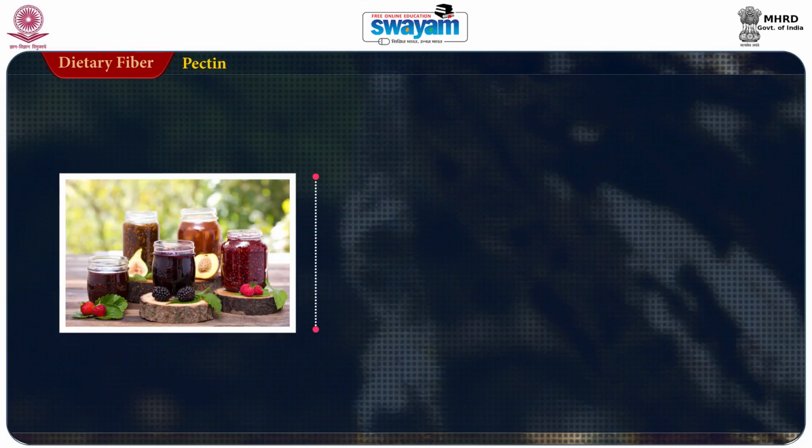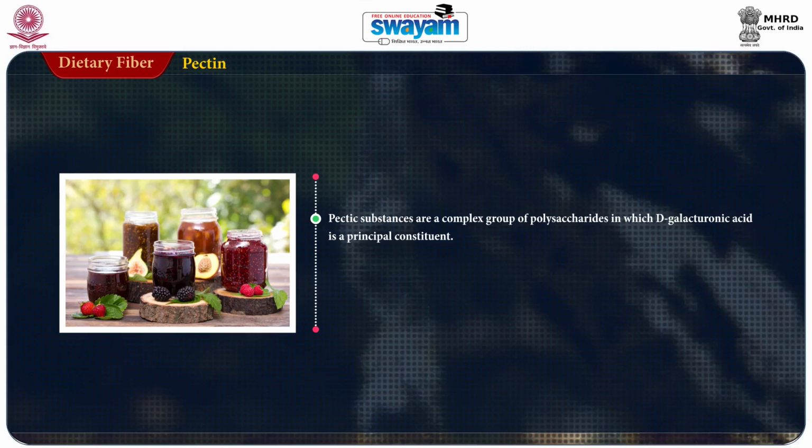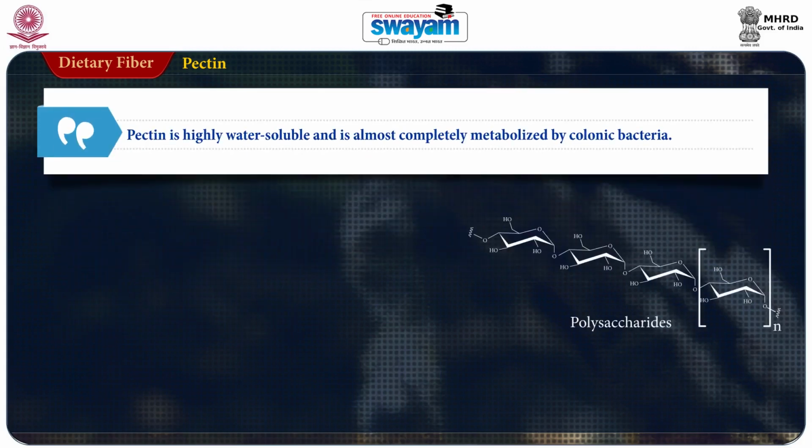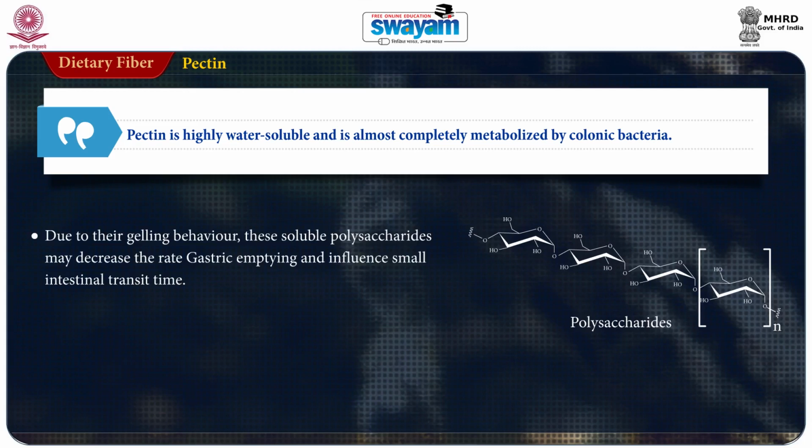Let us now understand pectin. Pectic substances are a complex group of polysaccharides in which D-galacturonic acid is the principal constituent. They are structural components of the cell wall and also act as intercellular cementing substance. Pectin is highly water soluble and is almost completely metabolized by colonic bacteria. Due to their gelling behavior, the soluble polysaccharides may decrease the rate of gastric emptying and influence small intestine transit time. This explains their hypoglycemic properties.